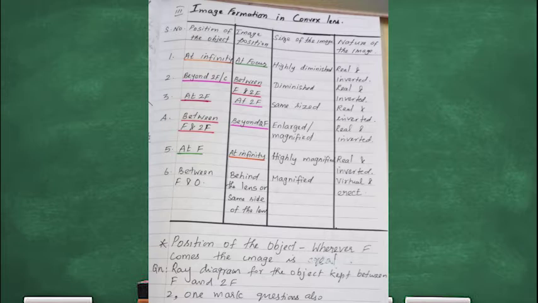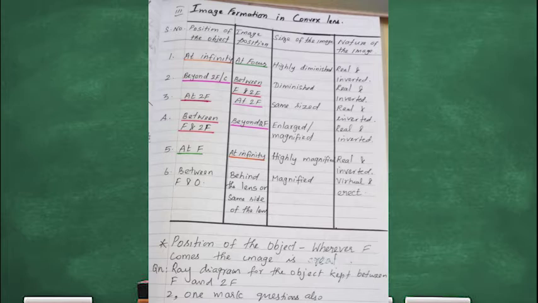Then comes the fourth one, between F and 2F. Then the image is formed beyond 2F. I think this is the repetition of the second, or you can say that the reciprocal of the second is the fourth. Image position is changed into object position, and vice versa you will get the image. So you need not byheart it.